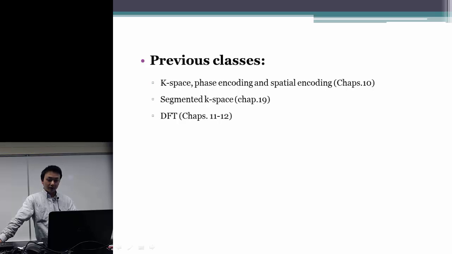And also the concept of segmented k-space, because segmented k-space is one way that you can easily see those ghosting artifacts that are related to motion. And also the Fourier transform, those Fourier transform theorems can be a very useful tool when analyzing the artifacts and the flow related phenomena.